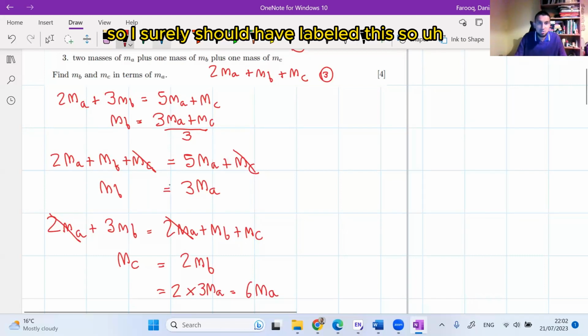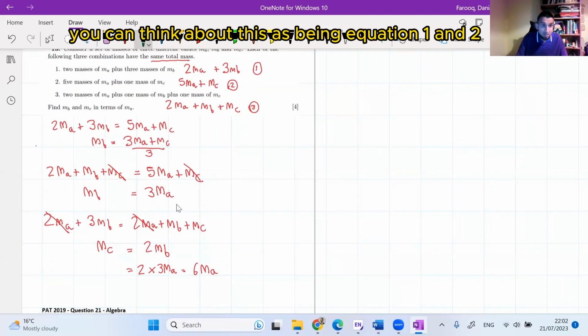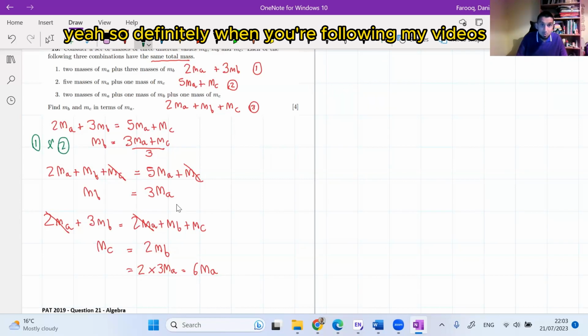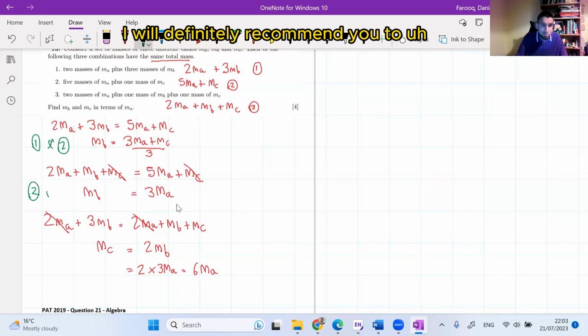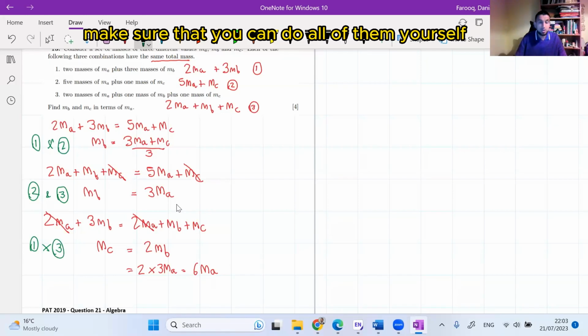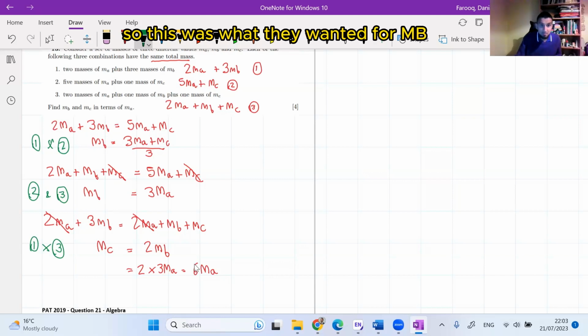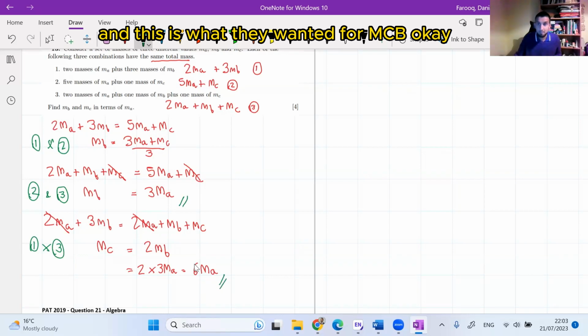Okay, so I really should have labeled this. So if you are looking at this and you want to try it again yourself, you can think about this as being equation 1 and 2. Definitely when you're following my videos, I will recommend you to try the questions again and rewind and make sure that you can do all of them yourself. So that's equation 1 and 2, and we rearranged and solved, and then we got an equation for Mb, 2 and 3 and 1 and 3, and we got the answer. So this was what they wanted for Mb, and this is what they wanted for Mc.